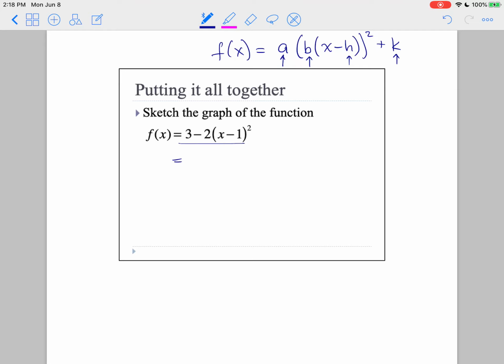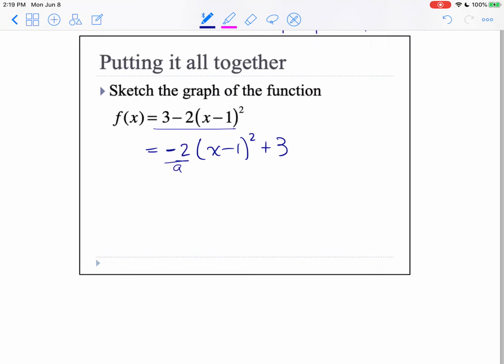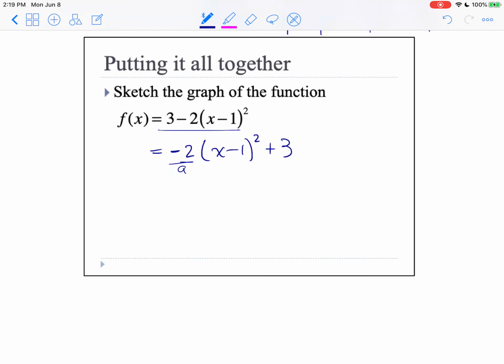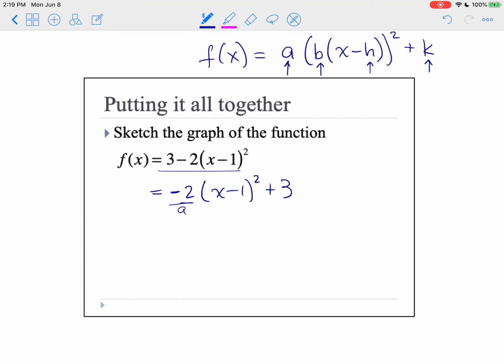So the first thing I'm going to do is keep the negative 2 times x minus 1 squared plus 3. That's how I'm going to write it. So now we can see that my a value is negative 2. So not only am I stretching this thing vertically, I am also reflecting it in the x-axis. I have a shift of 1 to the right and a shift up of 3.